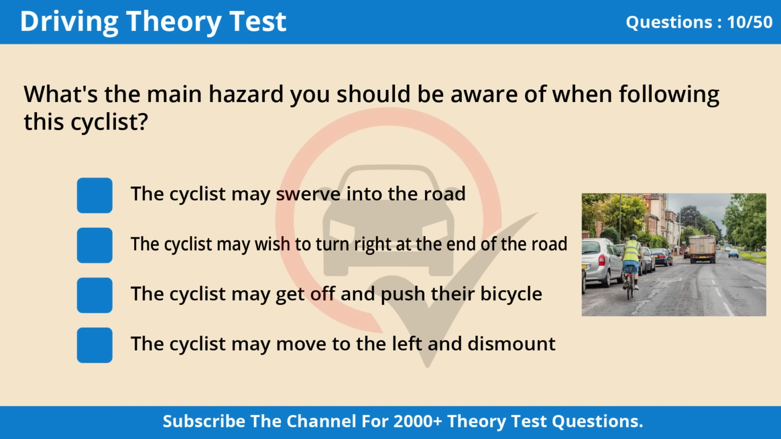Question 10. What's the main hazard you should be aware of when following this cyclist? A. The cyclist may swerve into the road. B. The cyclist may wish to turn right at the end of the road. C. The cyclist may get off and push their bicycle. D. The cyclist may move to the left and dismount.